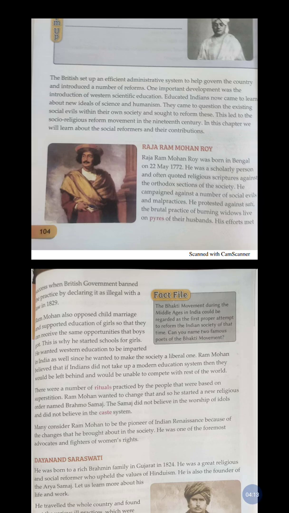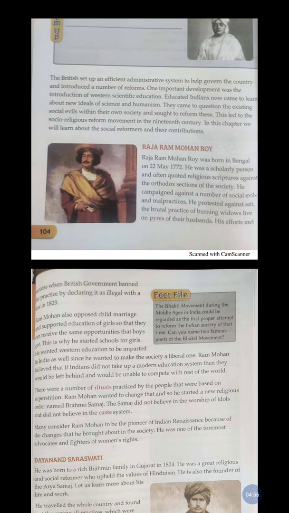Okay. Now next, Ram Mohan also opposed child marriage and supported education of girls. This Raja Ram Mohan Roy also opposed child marriage, and he supported education of girls so that they can receive the same opportunities that boys got. This is why he started schools for girls. He wanted Western education to be imparted in India as well, since he wanted to make the society a liberal one.